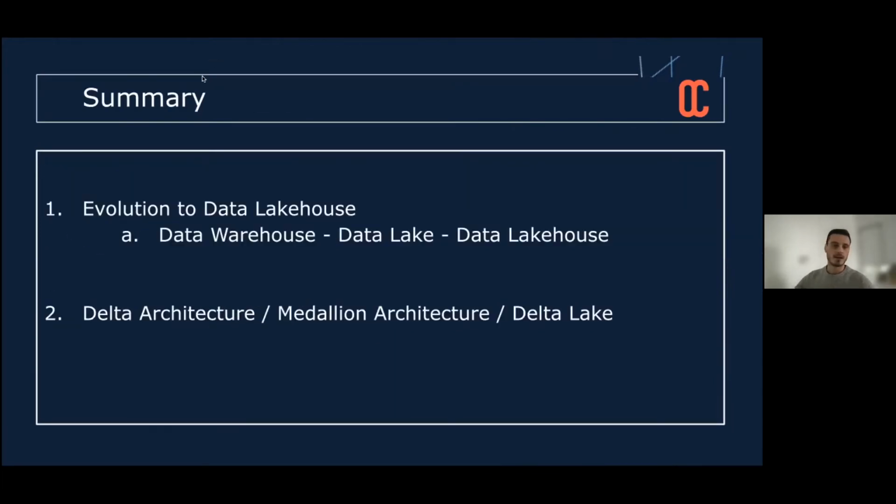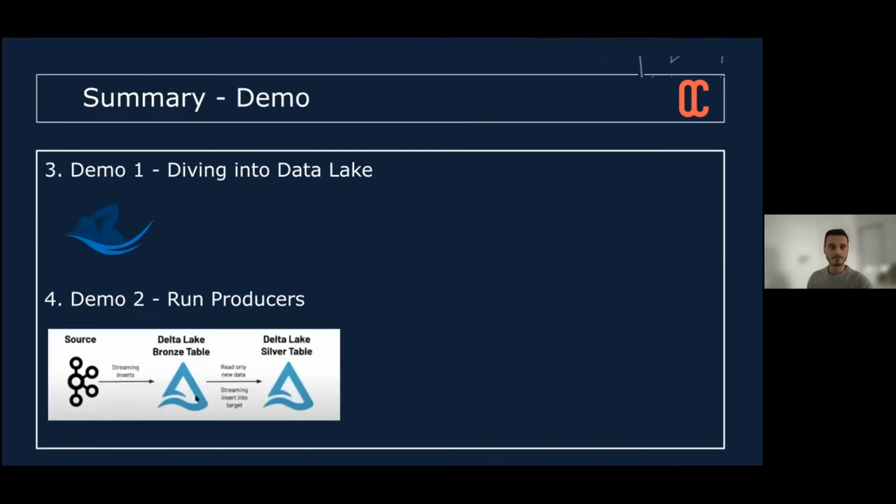Okay, cool. So for the summary of the presentation, first, in order to understand the Data Lakehouse, we have to look at the evolution to the Data Lakehouse: how it all started from the data warehouse, then the data lake, and the data lakehouse, and what the differences between them are. There's a lot of terminology. So we also have to cover the Delta architecture, something that Databricks calls the Medallion Architecture, and also Delta Lake, because this is proprietary to Databricks.